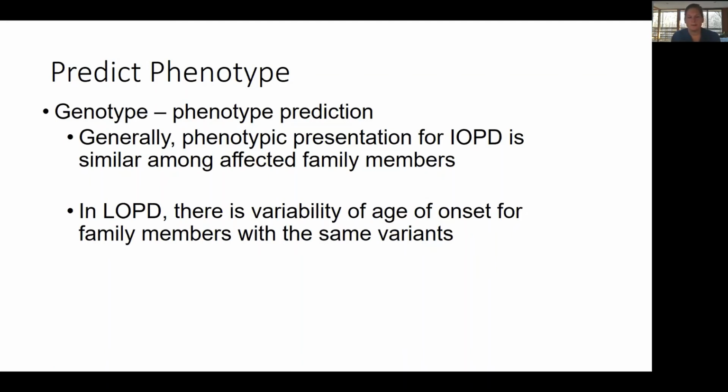There can be a variability of age of onset for family members with the same variant. So we've seen this in older people with Pompe, where maybe one sibling presents at age 40. They have an older sibling who's 50 or 60, and they say, well, I'm older, there's no way that I have this. But then it does turn out that that older sibling might also have late onset Pompe.